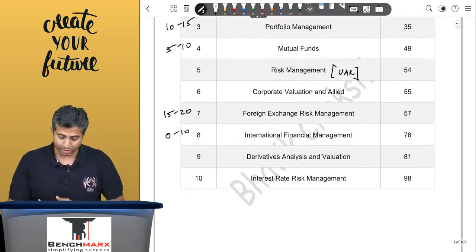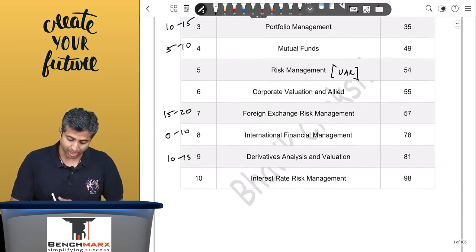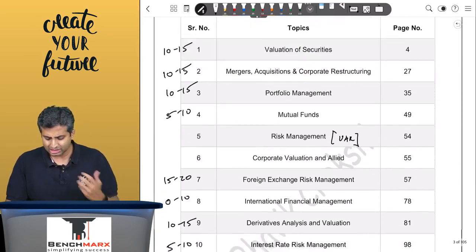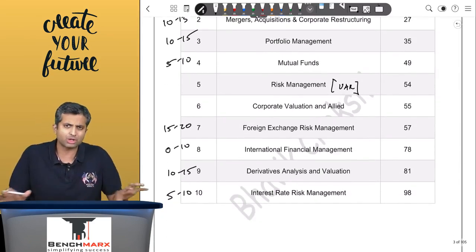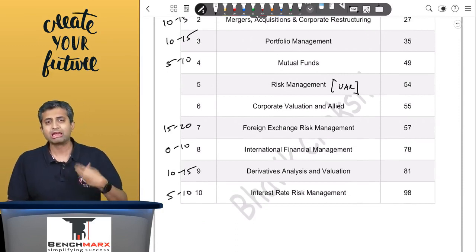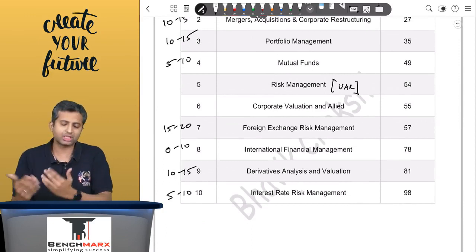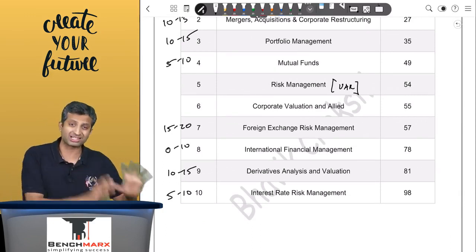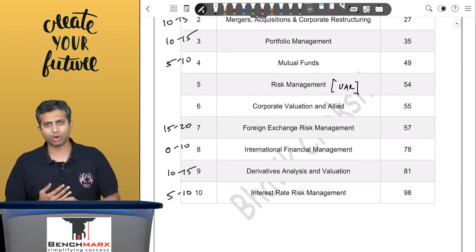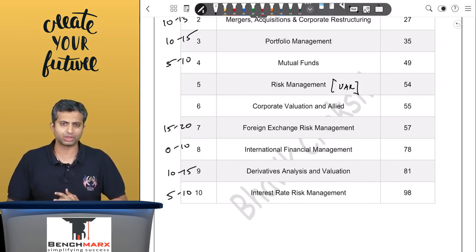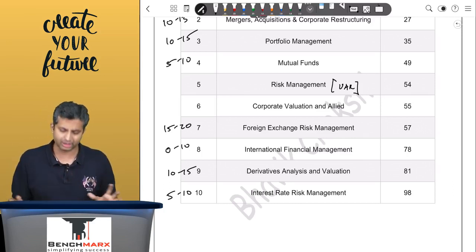Derivatives analysis and valuation, again around 10 to 15 marks, and interest rates around 5 to 10 marks. So when we are looking at these topics, typically this is your broad chapter wise weightage, and obviously there are 80 marks that you will have to attempt, and there will be around 15 to 20 marks of practicals which will come as optional, and there would be another 20 marks that will come for theory. So this is your broad weightage.